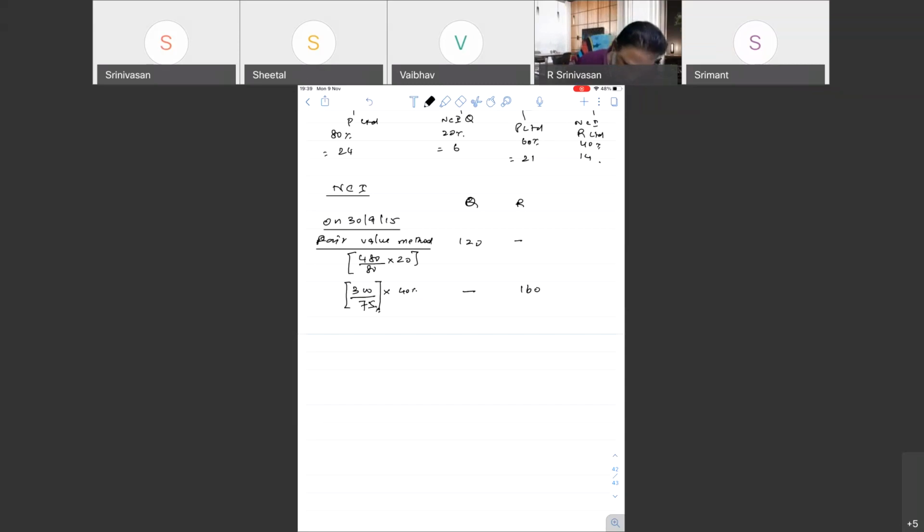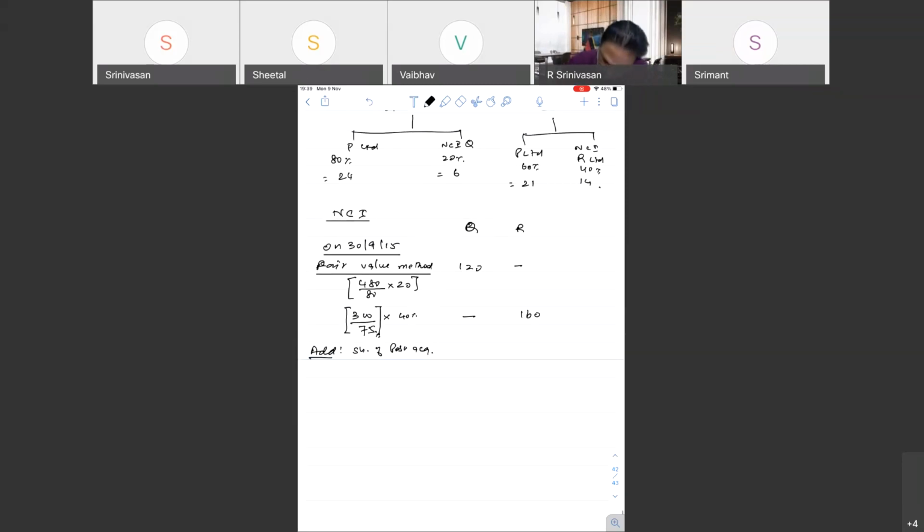Okay, after this, add the share of post-acquisition. Post-acquisition, this is 6 and here it is 14. So NCI on 31st March 2016 is 126 and 174.